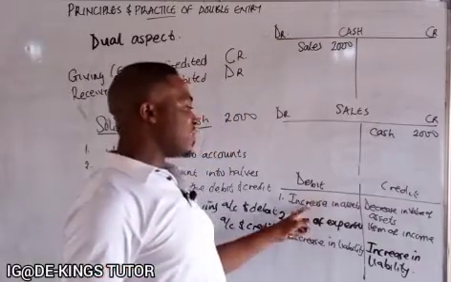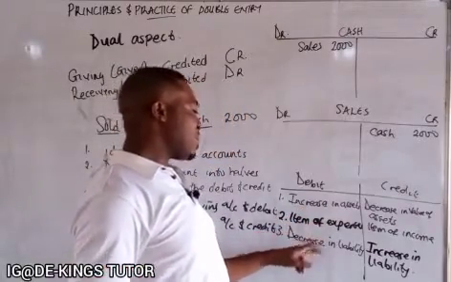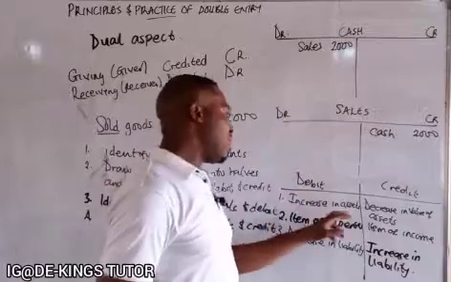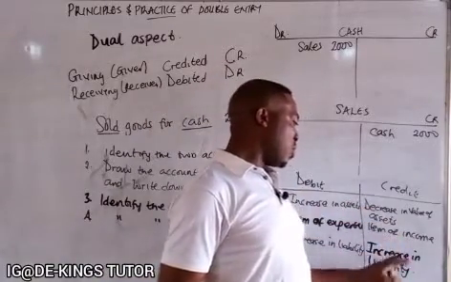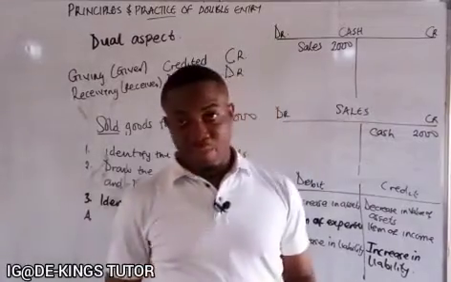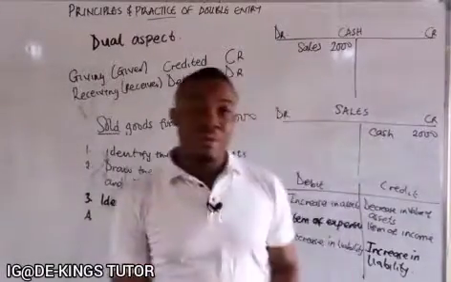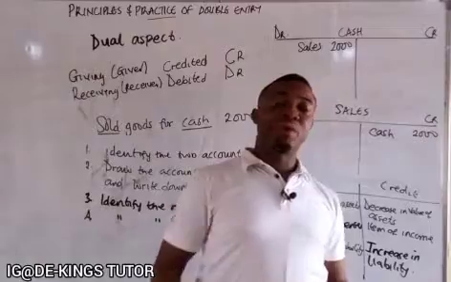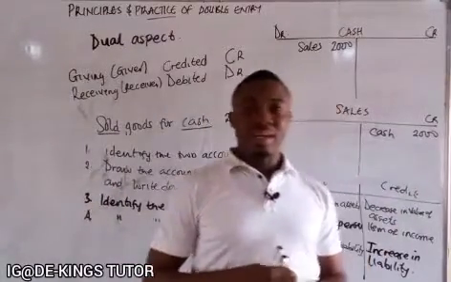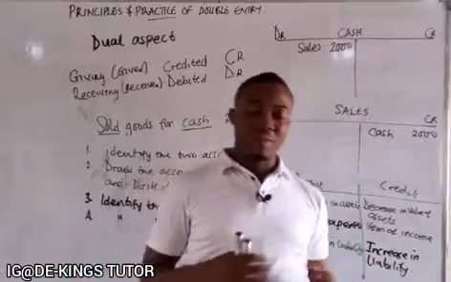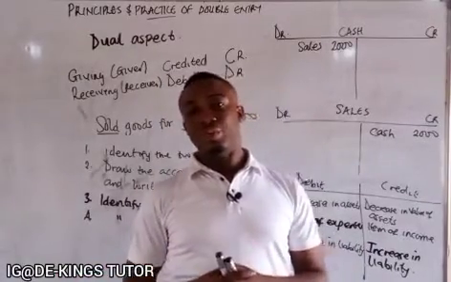So debit can stand for increase in assets, item of expenses, or a decrease in liability, while credit can stand for decrease in value of assets, item of income, or increase in liability. So that's the principle of double entry. In the next video, we're going to see the types of accounts to prepare, the subsidiary books, books of account, and the principal book of account.